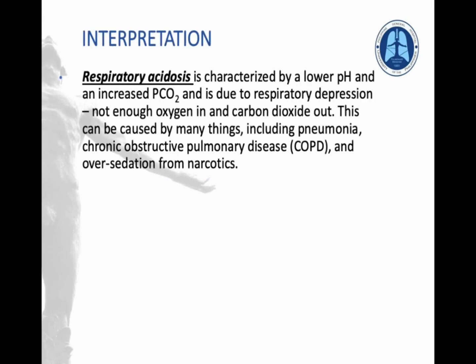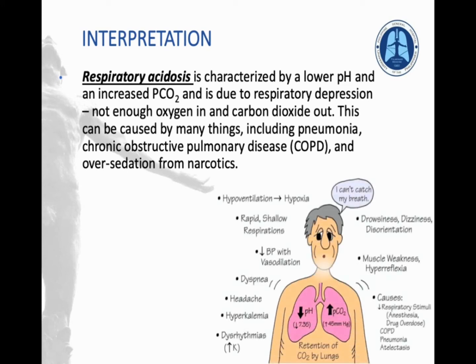Interpretation. Respiratory acidosis is characterized by a lower pH and an increased PCO2 and is due to respiratory depression, meaning you're not getting enough oxygen in and carbon dioxide out. This can be caused by many things, including pneumonia, chronic obstructive pulmonary disease, and oversedation from narcotics.